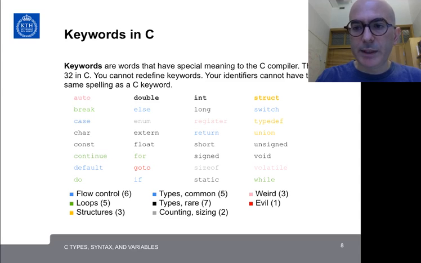Keywords are words that have a special meaning to the C compiler. There are 32 keywords in C. You cannot redefine keywords, and your identifier cannot have the same spelling as a C keyword. That means, for instance, that you cannot choose a keyword as the name of your variable or function. For instance, you might be tempted to call a constant variable in your code const, but you can't do that, as const is a reserved keyword.